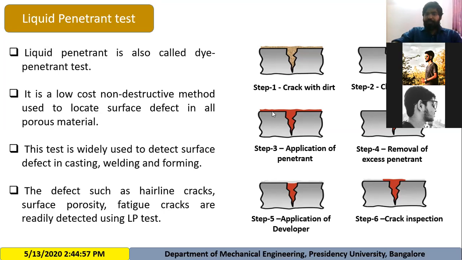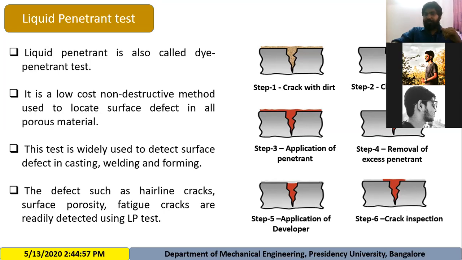Here you are using red color dye, and you uniformly spread the red color dye on the surface of the workpiece. Now, removal of excess penetrant. Once you apply the dye on the surface, if there is any crack, that dye is going to fill into that crack also. So in the next step, you remove the excess. Here in this step, we have removed the excess dye over here using some cloth, but the dye in the crack still remains there.